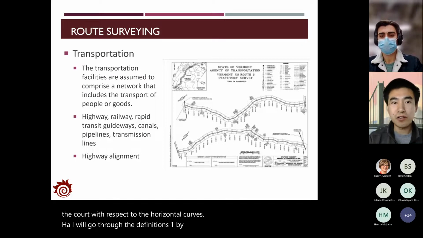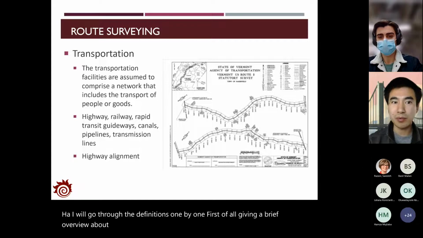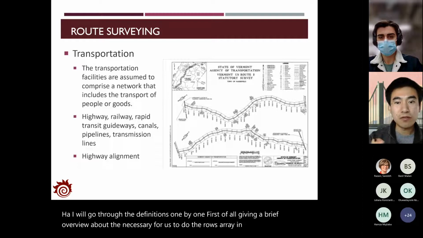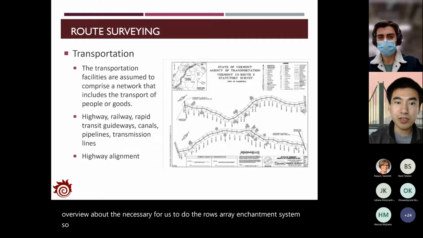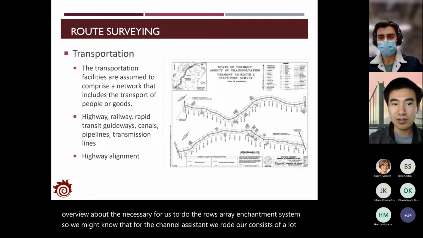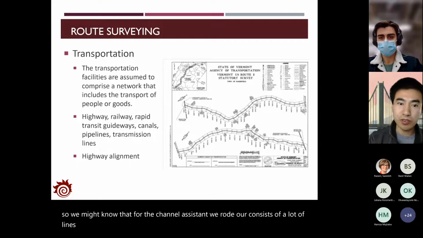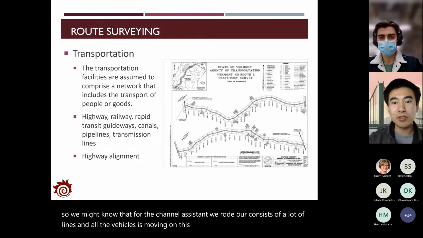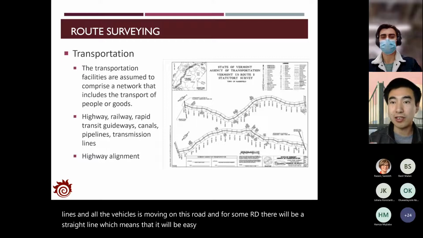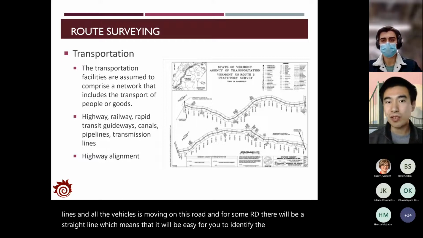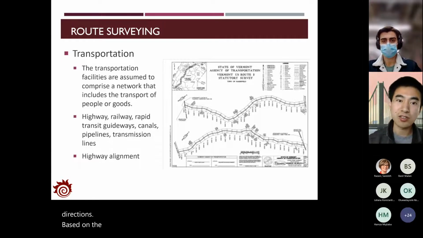First of all, I'll give a brief overview of why we need to do the route survey in the transportation system. You might know that the road consists of a lot of lines, and all the vehicles move on the road. Some roads are straight lines, which makes it easy to identify the lanes and directions based on the fundamental surveying technologies that we learned in the previous lectures.